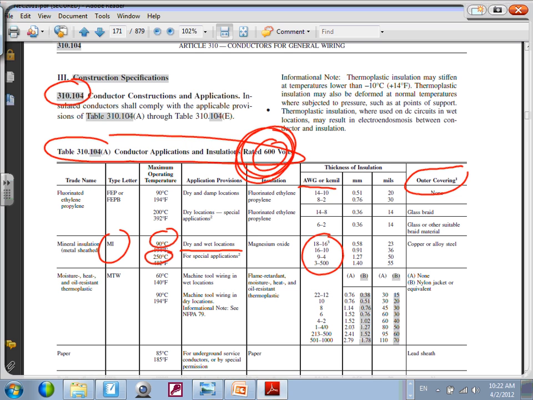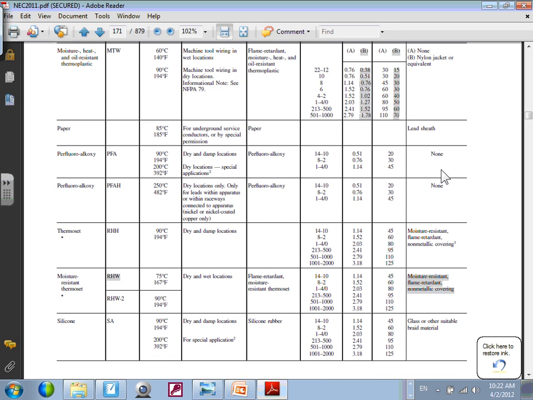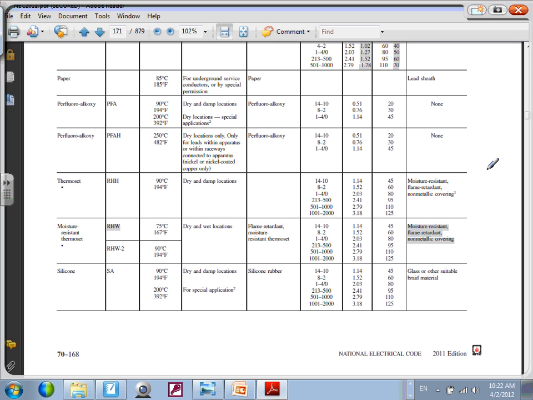This is one of the single most important tables in the book that gives you the characteristics of the cables I use. I'm going to run directly into THHN. Right here. RHH, it's rated for 90, dry or damp location, bring it on. I can buy this one from 14 all the way to 2000.